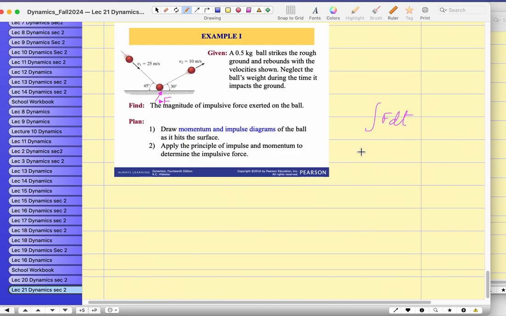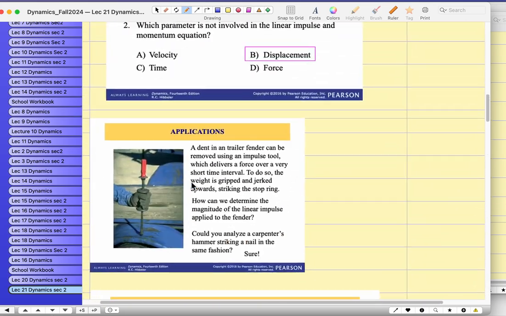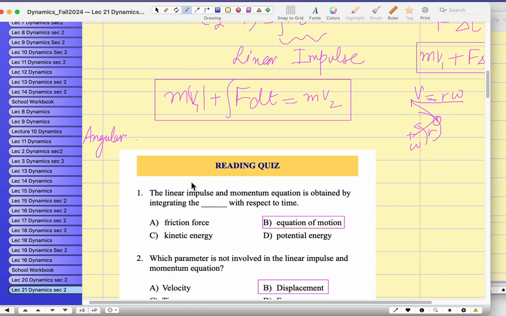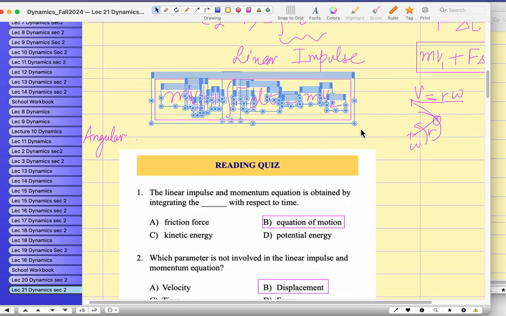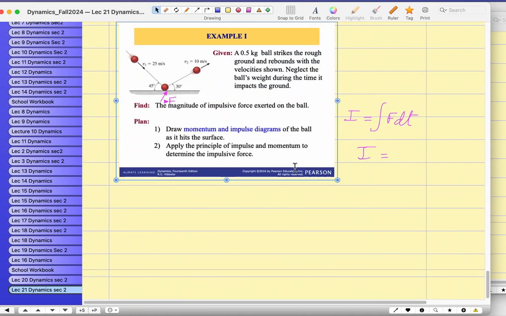Since the force is a constant value in this case, I can find the impulse I. So let's find out. From the linear impulse and momentum equation which we just studied, let me grab this equation here to solve this problem.